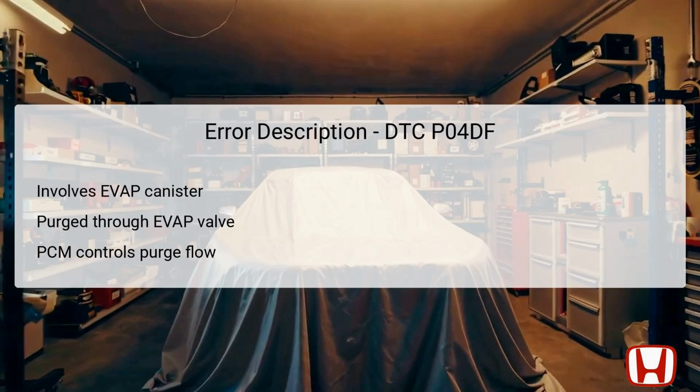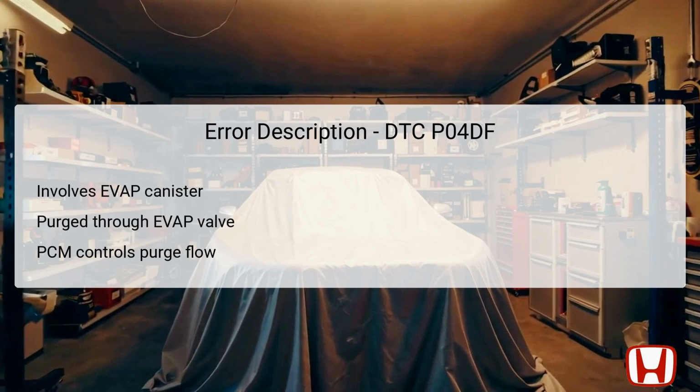The P04DF code signifies an abnormality within the EVAP, Evaporative Emission Control System, specifically relating to high flow from the EVAP canister. The EVAP canister serves as a storage unit for fuel vapors, preventing them from escaping into the atmosphere. These vapors, upon the opening of the EVAP canister purge valve, are drawn into the engine, where they are combusted for fuel efficiency. The PCM, or Powertrain Control Module, is responsible for managing the opening and closing of this valve and regulates the flow accordingly.